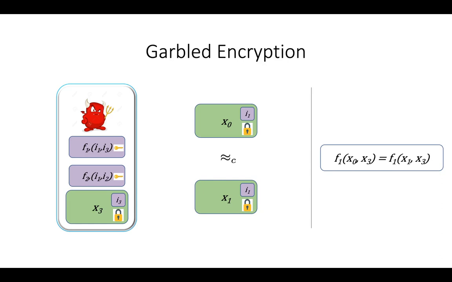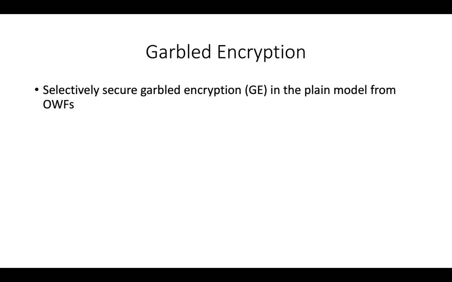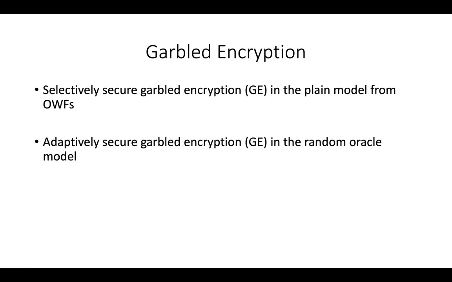Now we can consider two notions of security. Selective security, where the adversary must submit its challenge message query along with all its encryption queries prior to making any function queries. And adaptive security, where the adversary can interleave any queries in an arbitrary order. So in this work, we construct selectively secure garbled encryption in the plain model, assuming one-way functions. And we construct adaptively secure garbled encryption in the random oracle model.